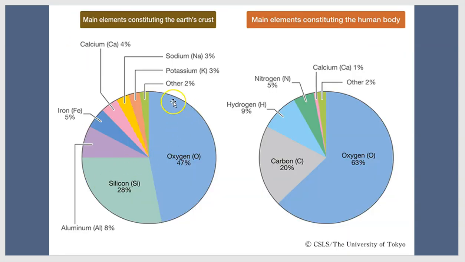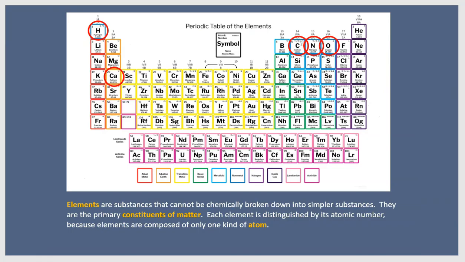Now let's compare the relative abundances on the Earth with the relative abundances in our body. So here, the human body, a living thing, has lots of oxygen and carbon, hydrogen and nitrogen. So notice a different distribution of elements in living things. To see them on the periodic table, we have carbon, nitrogen, oxygen, hydrogen, and calcium again there.